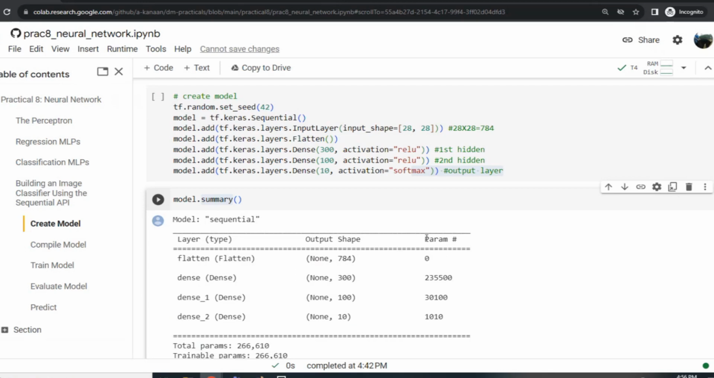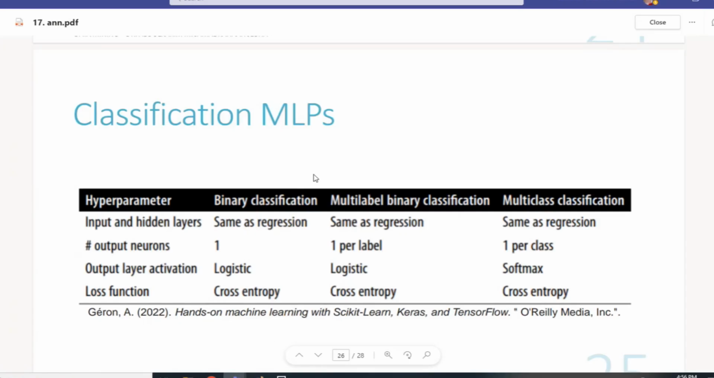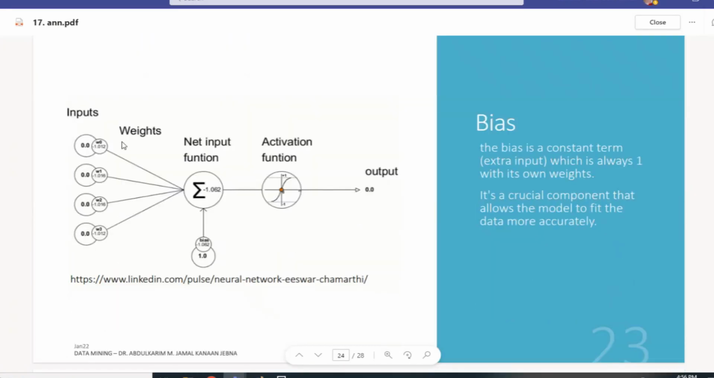Now, if you check here, we have another column called parameters, param. For the first input layer, we have no parameters. Parameters mean the number of weights and biases, right? Remember, we have bias and weights inside any neural network. So actually, these are the parameters that we are trying to tweak to identify their values.